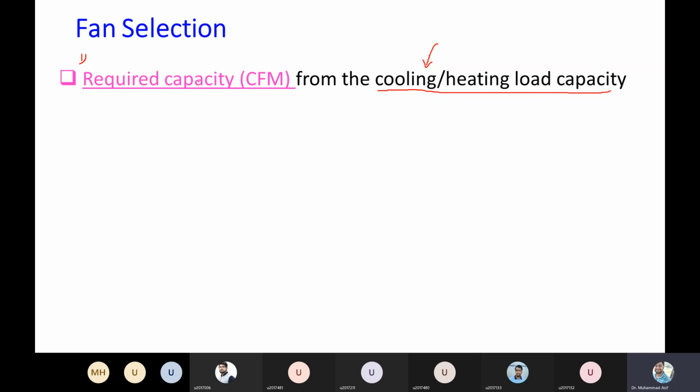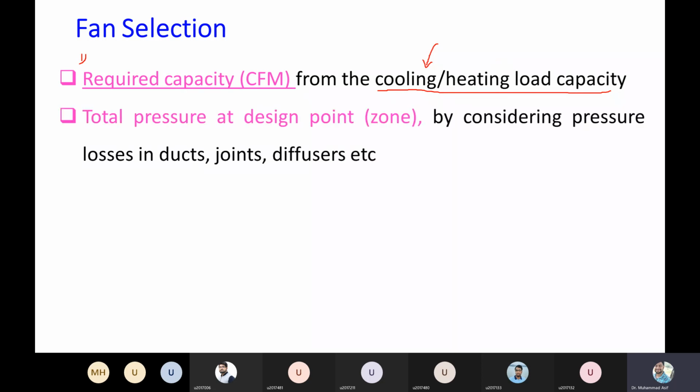That is, what capacity of fan is required, meaning what flow rate is required for that air conditioning process, and that flow rate will be decided during the heating and cooling load calculation. Secondly, the second input that is required is the total pressure at the design point, meaning at the zone, what is the total design pressure. That pressure will be determined by considering the pressure losses in ducts, joints, and diffusers. So basically you should have the total pressure loss.